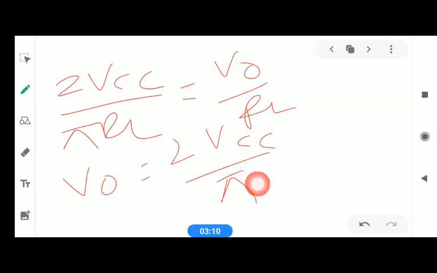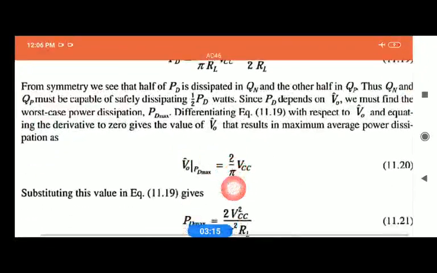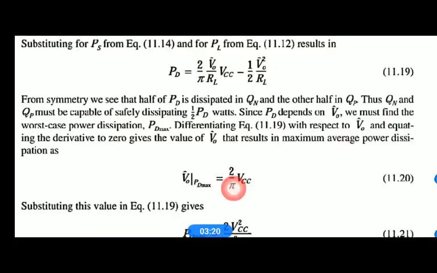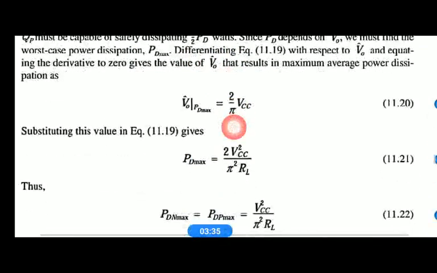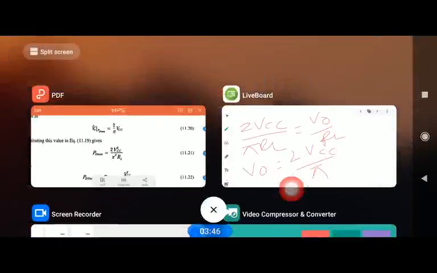2 VCC by pi. So this is the V0, which gives the output voltage V0 at maximum power dissipation. Therefore, you equate this V0 value in this equation to get the maximum power dissipation. Then you substitute this 2 VCC by pi into V0 here, which will give you the maximum power dissipation PD max equal to VCC square by pi square RL, right? So that you can find out.